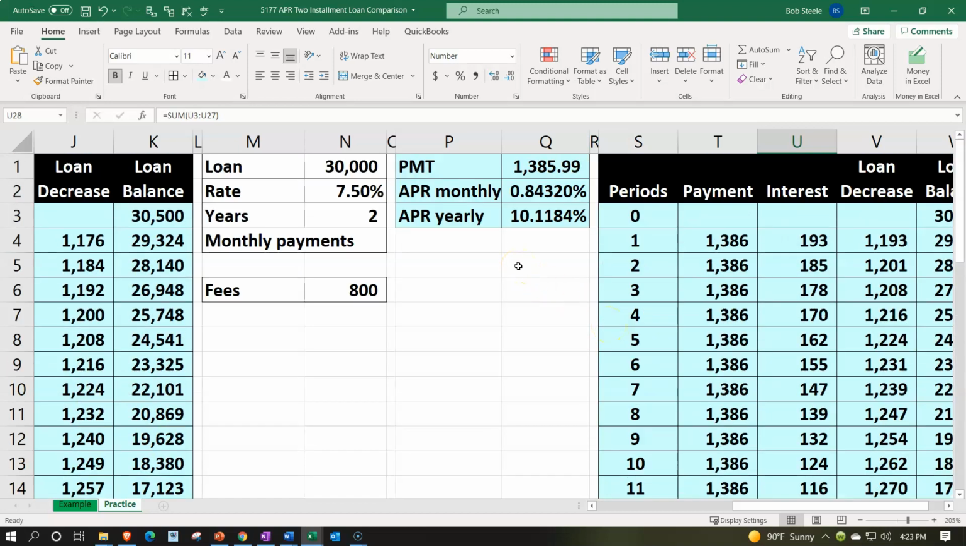So that's the kind of comparisons that we can use when you have these different loan structures between fees and possibly interest rates.